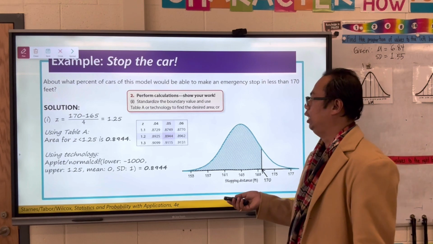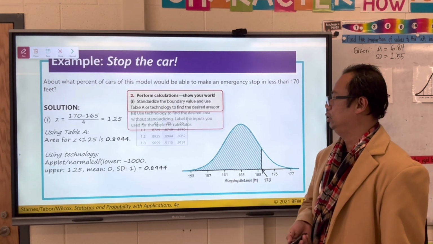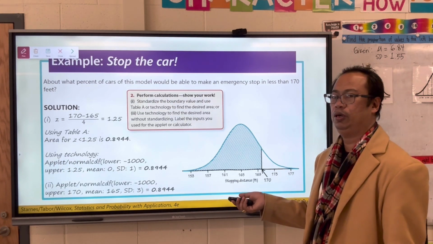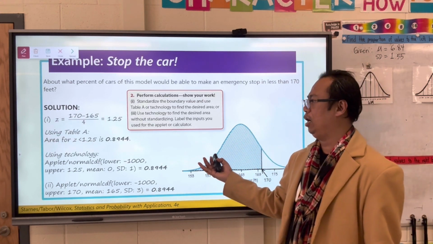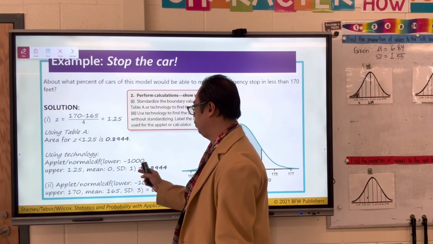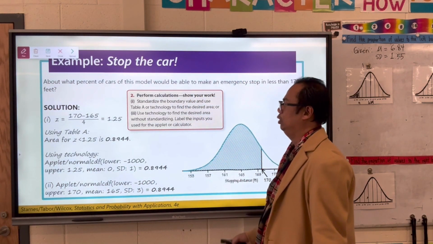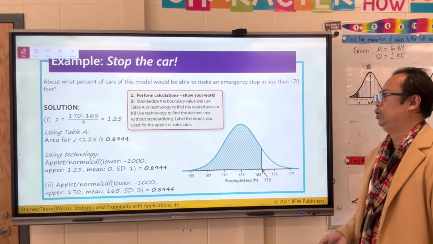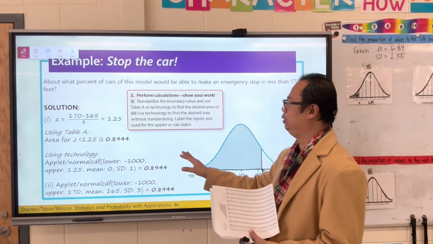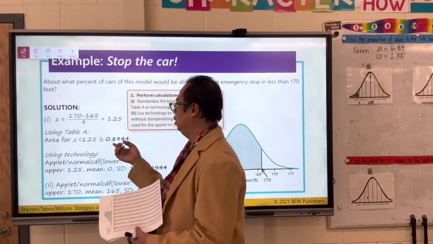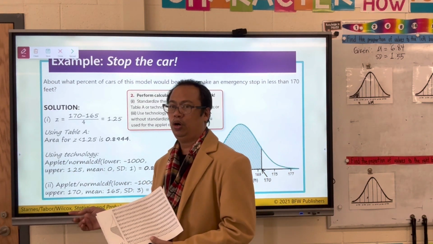And then we got another one in the calculator: 0.8944. So we have the calculator and we have the applet. Actually, this one is standardized and this one is unstandardized. That's the difference between the two. All right, I hope it is clear that we get 0.8944 from the table, and then this one is from the applet. Okay, I'll show you the applet.